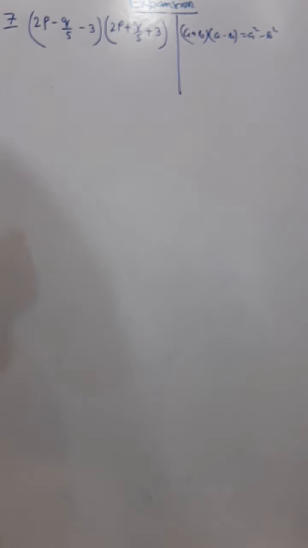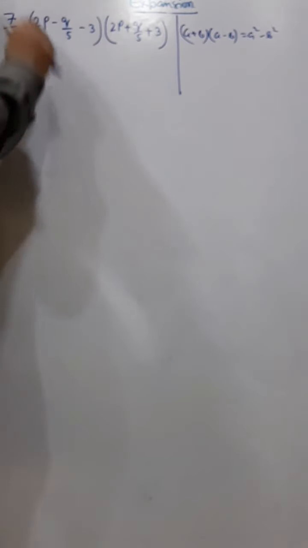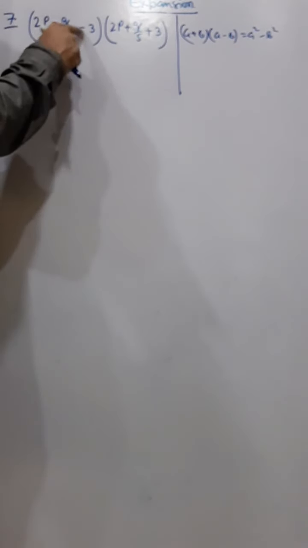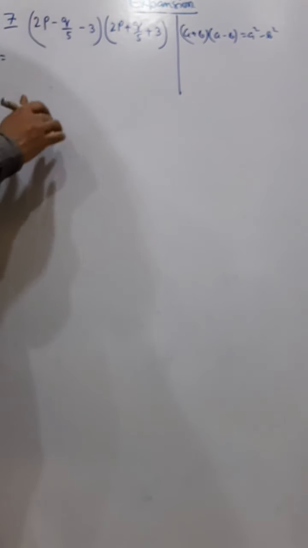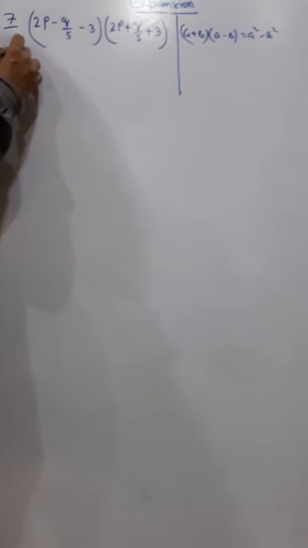Now in this type of sum, what we will do is use another bracket inside, such that the sign changes, and after that you can see that they will become the same. Now here you have 2p.